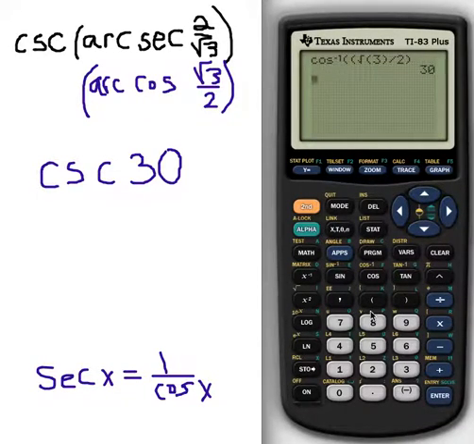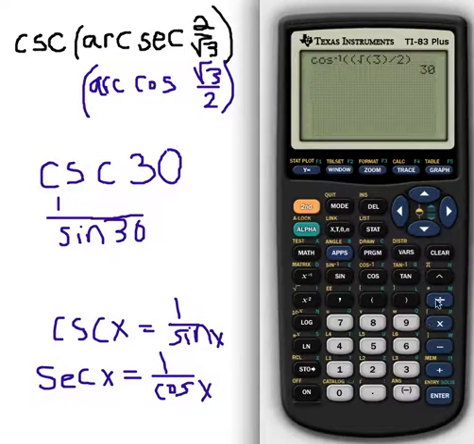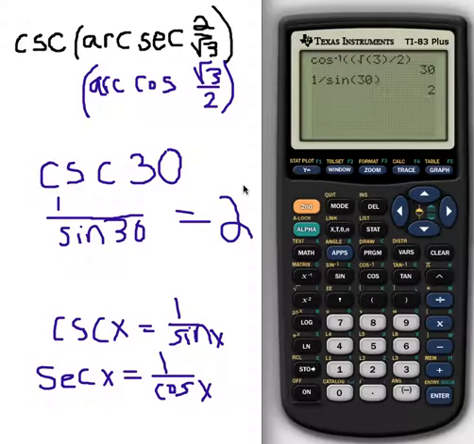There is no cosecant button, but we do know that cosecant is the same as 1 over sine. So instead of typing in cosecant of 30, I could type in 1 over sine 30. Okay, so let's go ahead and do that. 1 over... whoops. And that gives me my final answer of 2. So our final simplified answer to our original problem is 2.